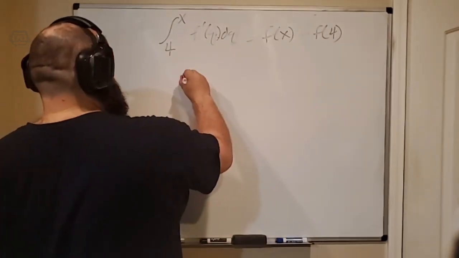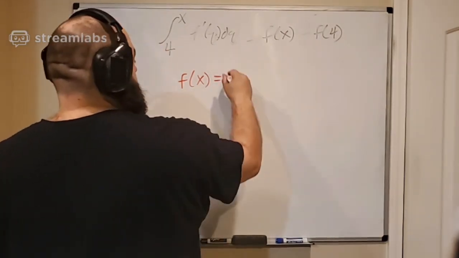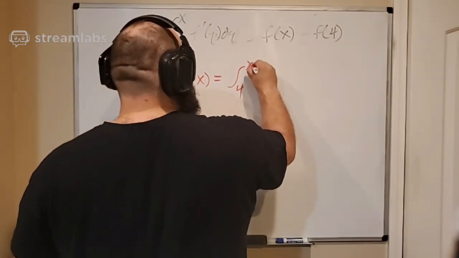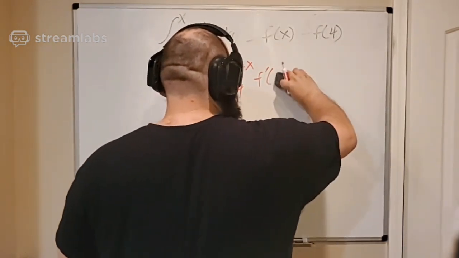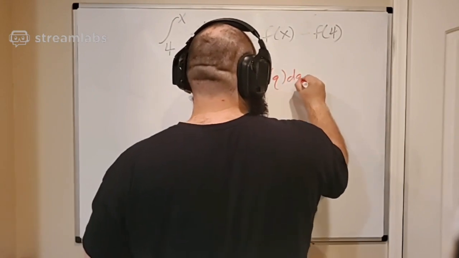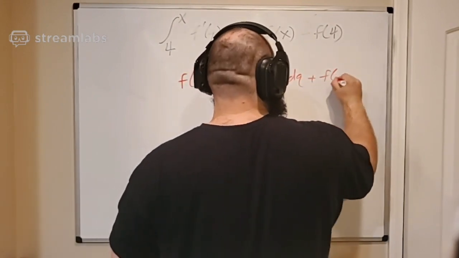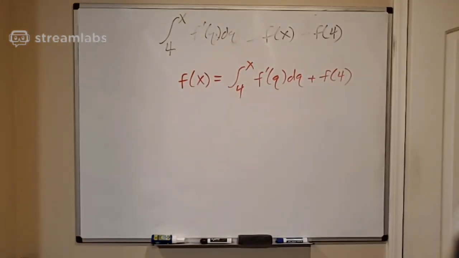So f of x is equal to, I'm going to add this over, so you get the integral from 4 to x, f prime of, use q's, q dq plus f of 4. And there is your expression for f of x with an integral. Does that make sense to everybody, hopefully, how I did that?